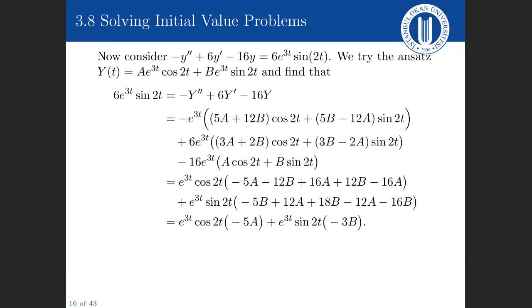We don't have to worry about this function satisfying the homogeneous equation, because that doesn't have cos 2t or sine 2t in it. So we're going to try the ansatz a e to the 3t cos 2t plus b e to the 3t sine 2t. You will remember that anytime we have either sine or cos, we must have the other one as well. This is the calculation. I'm not going to dwell on this. You can check this later.